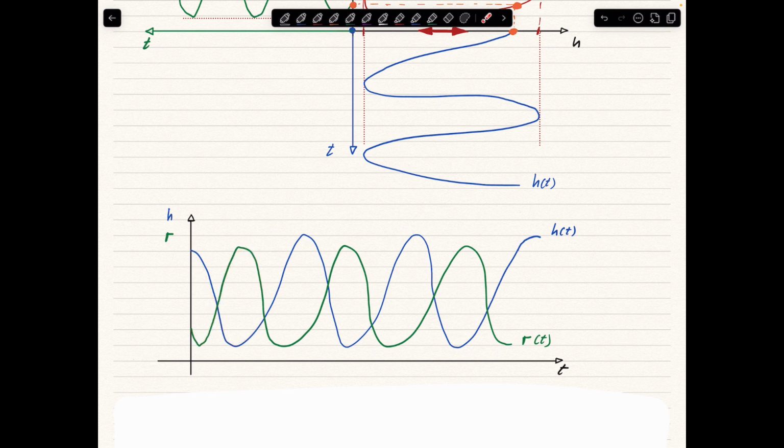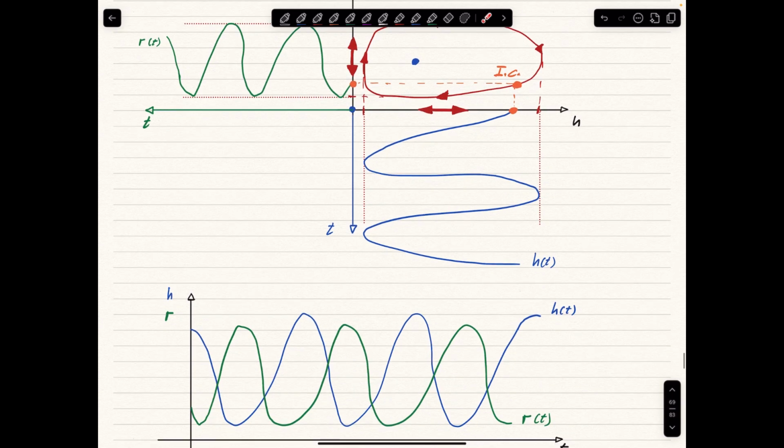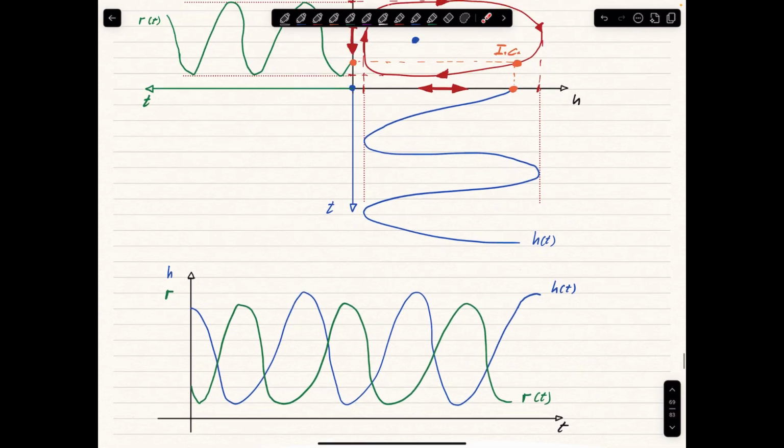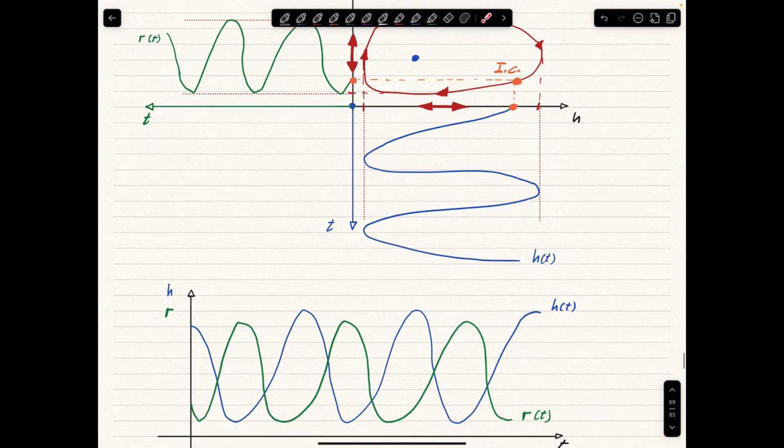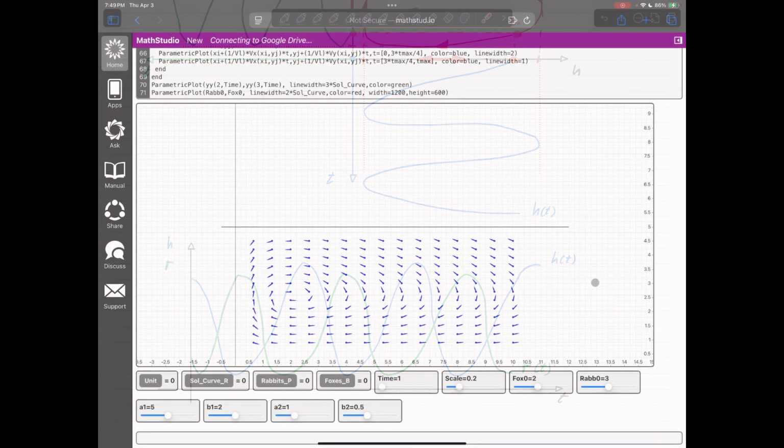So this is essentially what happened. The shape is not exactly the same because the shape has to be done more carefully, and to do that we have an interactive graph with a computer. So let's go over that now.